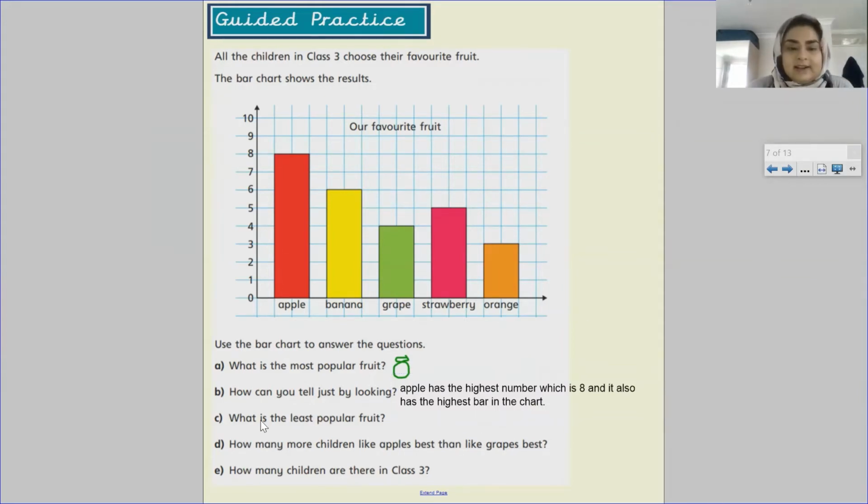Then it says, what is the least popular fruit? If we know that the most popular fruit is the bar with the highest number, then that means the least popular is the one with the lowest. If I look at my bar chart, the lowest bar is orange. So it would be orange.